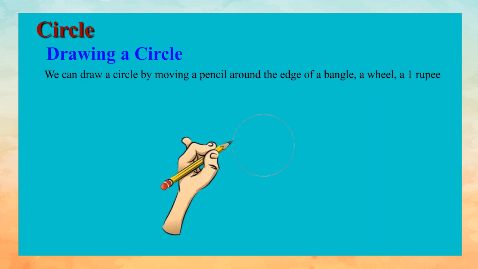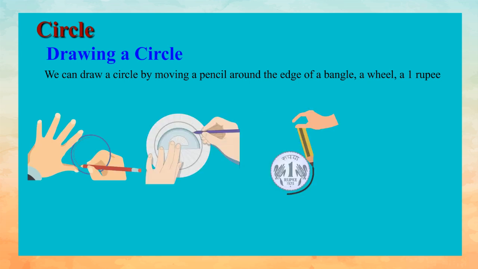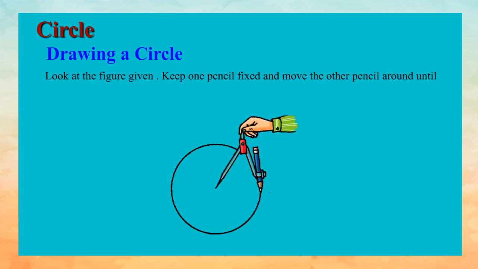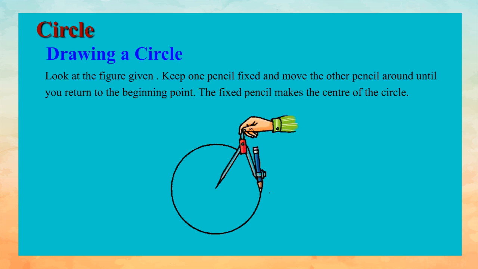Drawing a circle. We can draw a circle by moving a pencil around the edge of a bangle, a wheel, a 1 rupee coin, a bottle cap, etc. A paper clip and two pencils can also be used to draw a circle. Look at the figure given. Keep one pencil fixed and move the other pencil around until you return to the beginning point. The fixed pencil makes the center of the circle.